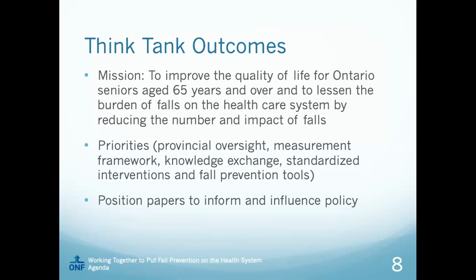We developed a mission and some priorities and some work on position papers to inform and influence policy. There was an environmental scan that had been commissioned by the ONF, which focused the group in identifying the following priorities for fall prevention in the province. Provincial oversight was one, with a system approach to support agencies and sectors. We really felt that this was an important part, and this was the part that was missing from the 2011 provincial framework.